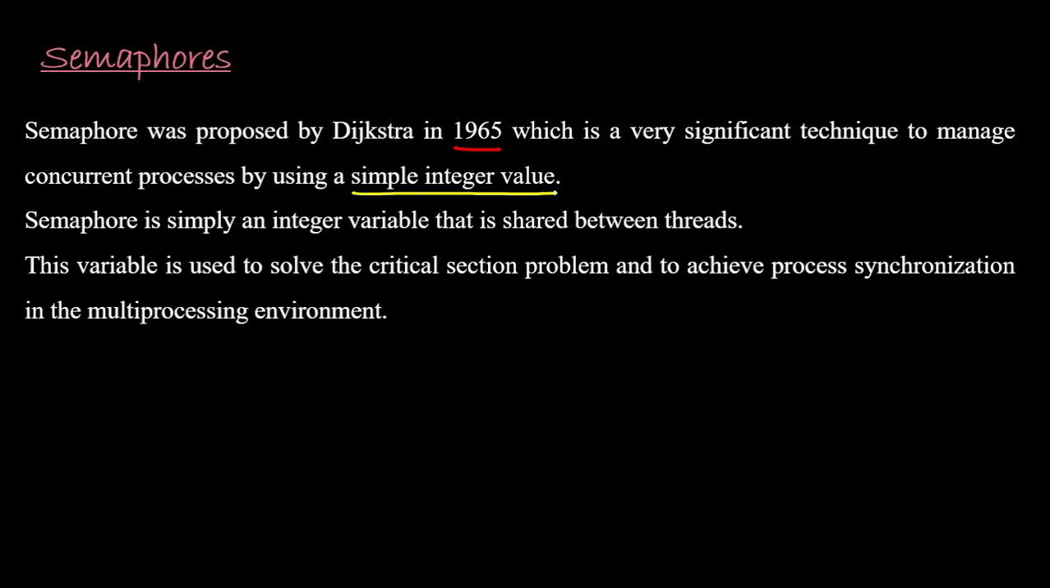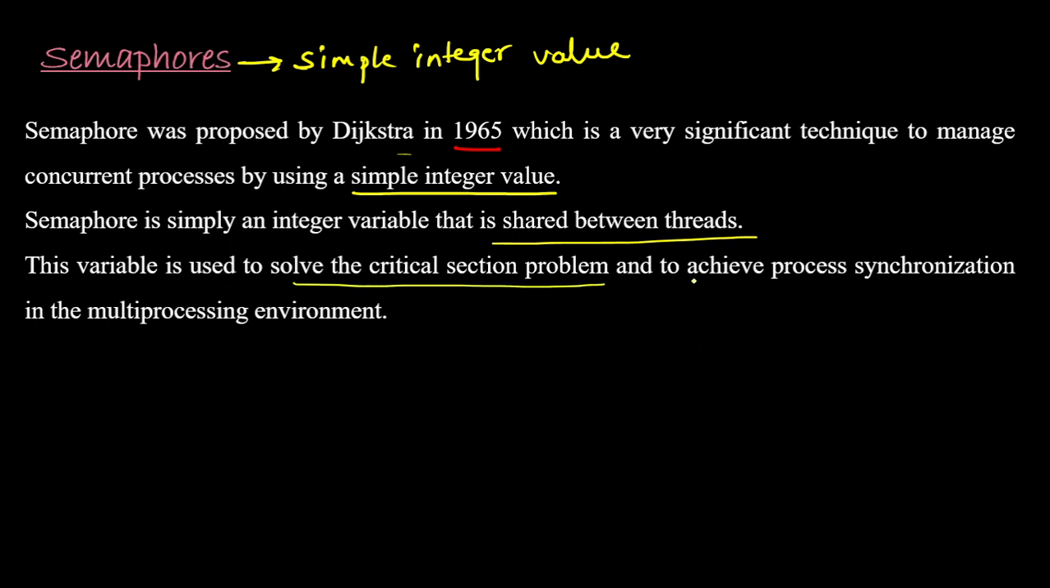a simple integer value. So basically this simple integer value is what? This simple integer value is your semaphore. So I can write it as that semaphores are simple integer value. ठीक है, सो सेमाफोर्स में ऑब्वियसली you know थोड़ा बहुत आइडिया होगा आपको कि integer values होती हैं semaphores, right? So it is used for managing concurrent processes. So semaphore is simply an integer variable that is shared between threads or processes. This variable is used to solve the critical section problem and to achieve process synchronization in the multi-processing environment.